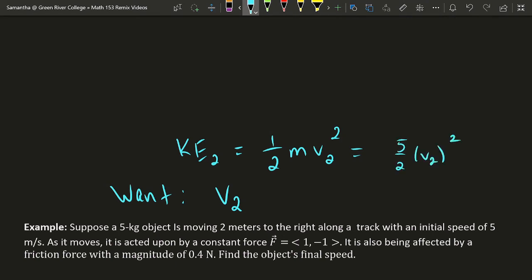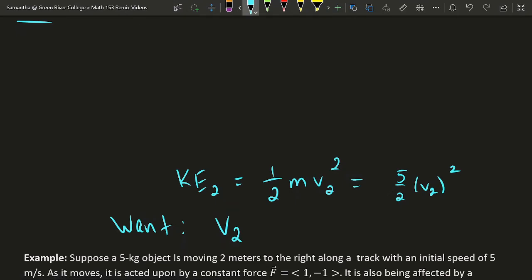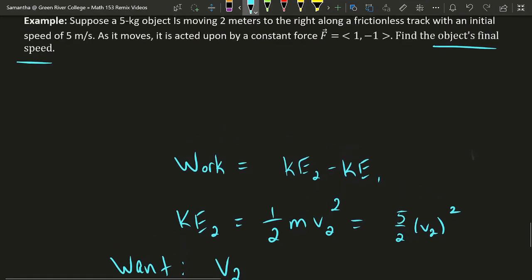Okay, so from this equation, I want v2, and I have a relationship between v2 and the final kinetic energy. If I could figure out the final kinetic energy, then I could figure out v2 just by solving this equation. Now, can I think of a formula that involves KE2, the final kinetic energy? Well, the work-energy theorem says that you can get that. Using the work-energy theorem, calculate the work done, calculate the initial kinetic energy, and then you can solve this equation for KE2 and get that value.